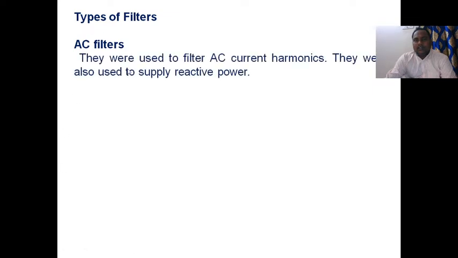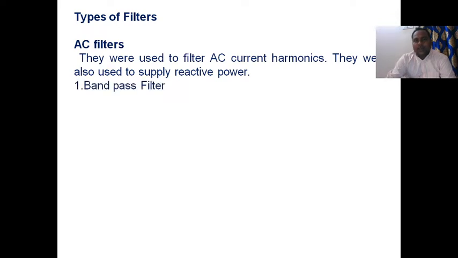I already told you that harmonics are present on both the AC side as well as the DC side. AC side harmonics are filtered by using AC filters. They are used to filter AC current harmonics. They are also used to supply reactive power. An AC filter serves two purposes. First, it eliminates the harmonics. Second, it supplies the reactive power.